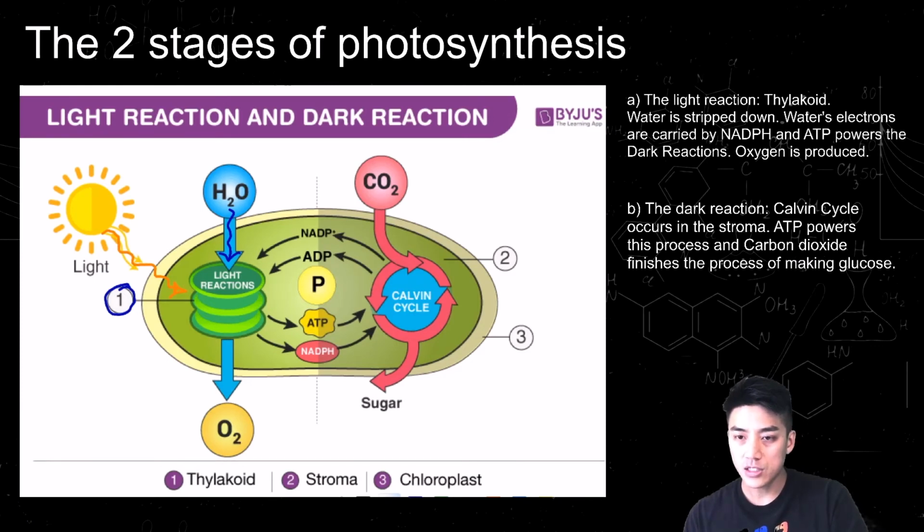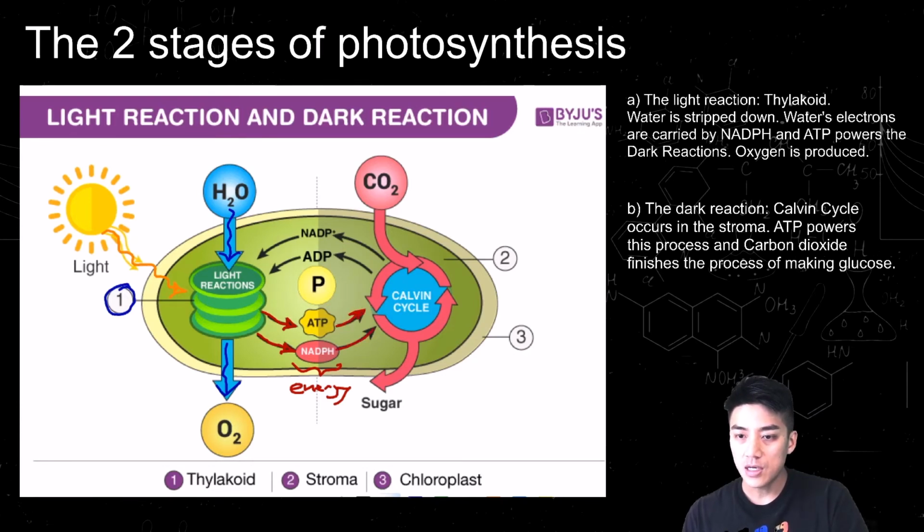Now, water gets stripped down, and its electrons are carried by a molecule called NADPH. Okay? And as it gets stripped down, ADP becomes ATP. So these are like energy currencies that help power the Calvin cycle. Now, do understand oxygen is also released as a byproduct. So plants produce oxygen for animals to breathe in.